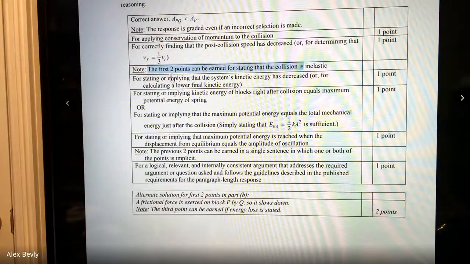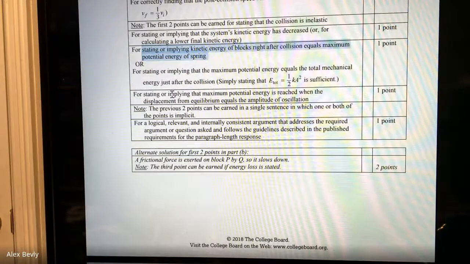All right, and then implying kinetic energy has decreased, or calculating it. Then stating or implying that the kinetic energy of the block right after the collision equals the maximum potential energy of the spring. I didn't ever explicitly state that, but we implied it. And then stating or implying the maximum potential energy is reached when the displacement from equilibrium is at amplitude. I more implied that. I said less spring potential energy at the maximum displacement. So I never explicitly said that's where it happened. I guess there's more implication.